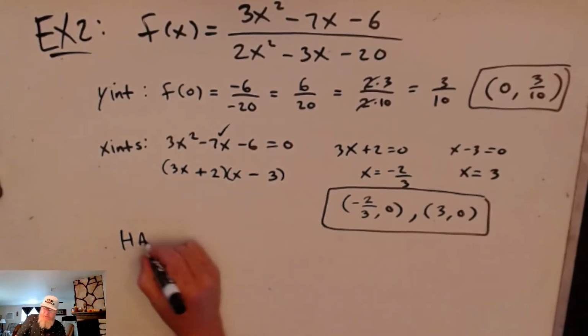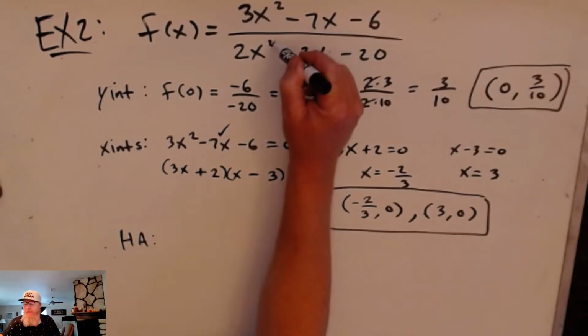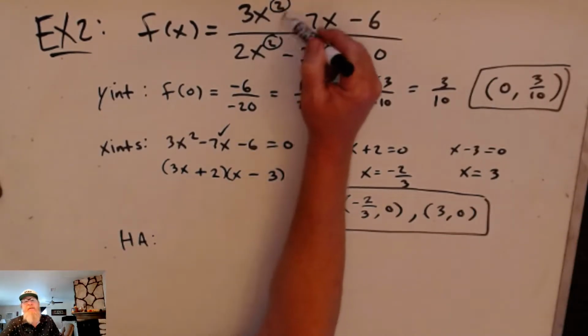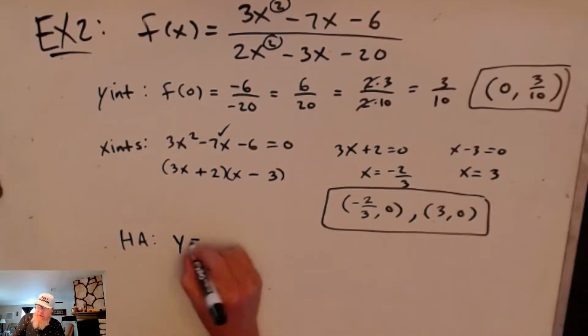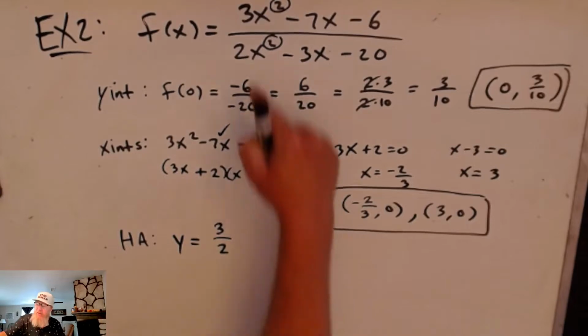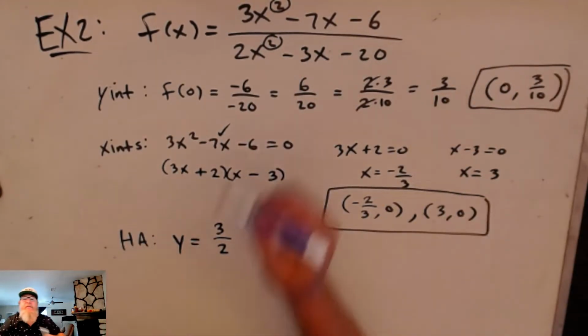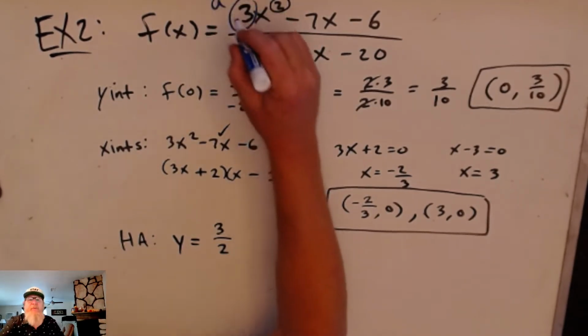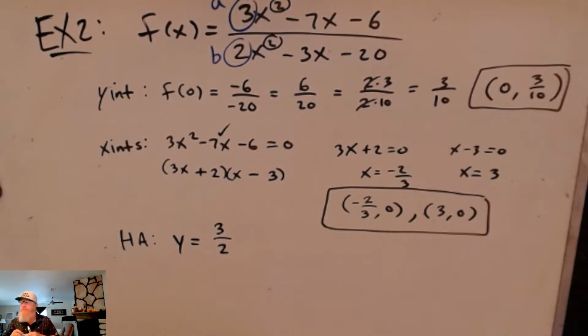Horizontal asymptote. Again, the degree of the numerator and the degree of the denominator are the same. They're both second degree. So the horizontal asymptote is y equals 3/2. It's a over b. A is 3, and your B is 2, so it's A over B. Remember, asymptote is an equation.